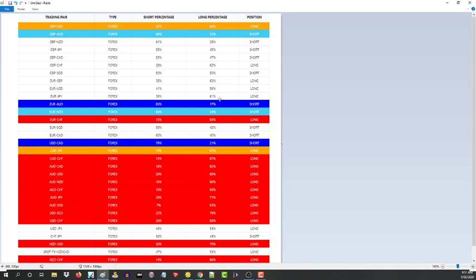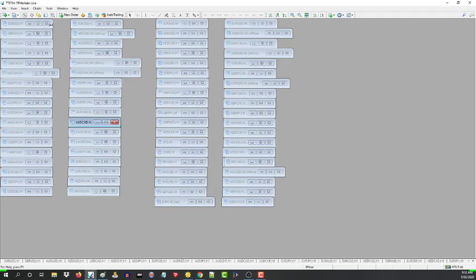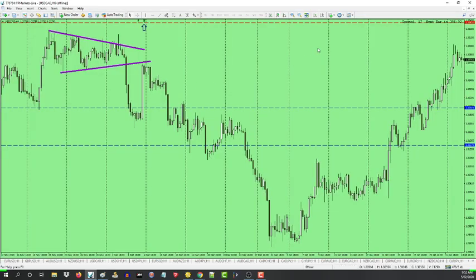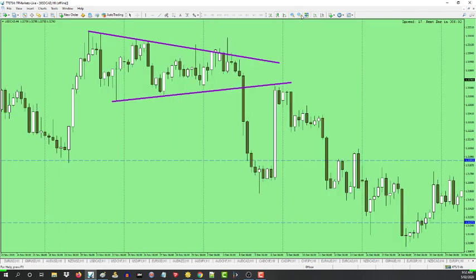For example, on the Canadian dollar, a lot of traders are selling the US dollar against the Canadian dollar, and I want to be on the opposite. I want to be long the Canadian dollar. I want to be in this 21% group here, especially if the chart looks like it's going up. And you can see here, the Canadian dollar does indeed look like it's going up.